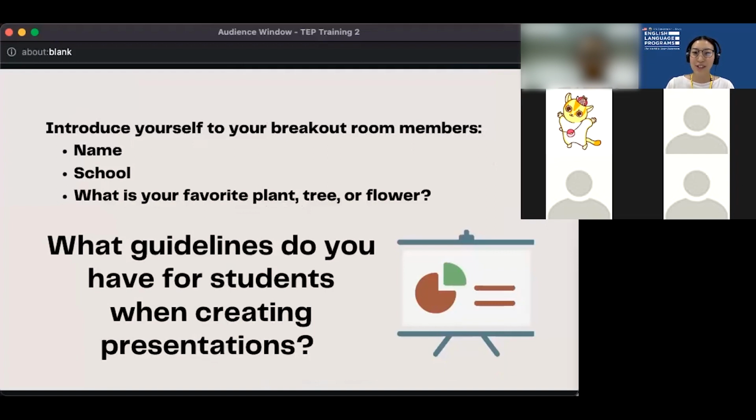So, we'll first start off with a breakout room. I would like for you to introduce yourself to the other teachers in the room and also think about what guidelines you have for students when they are creating a presentation.